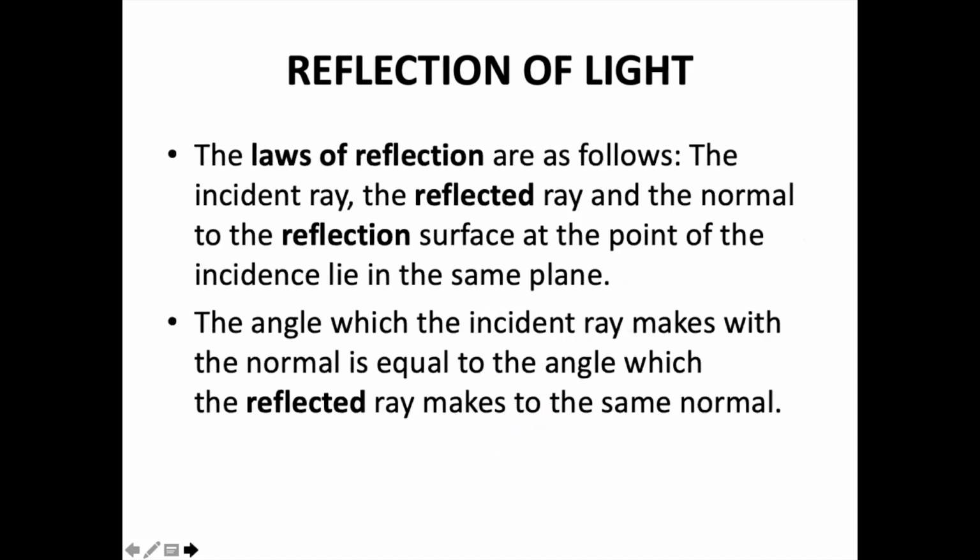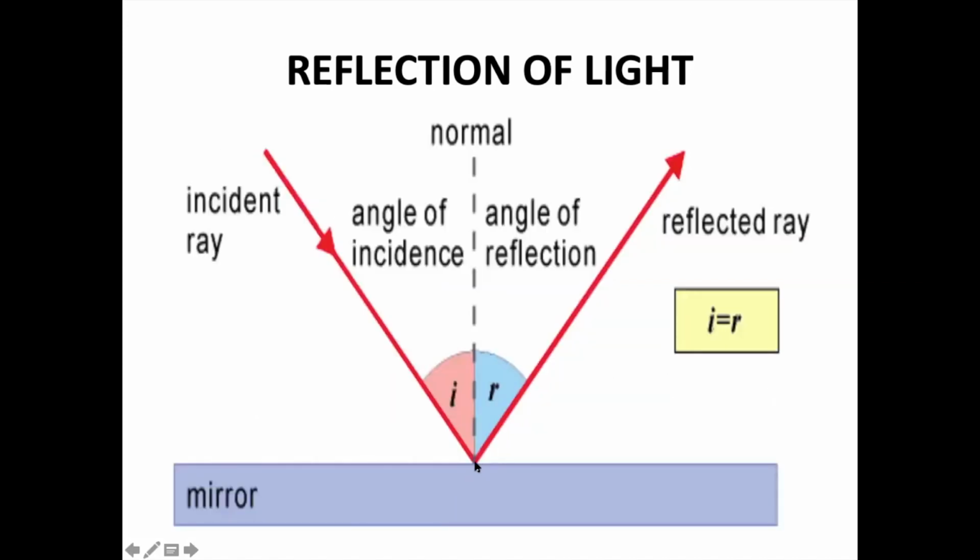There are laws of reflection that you will have to learn. First, the incident ray, the reflected ray, and the normal to the reflecting surface at the point of incidence lie in the same plane. Which is the point of incidence? This is the point of incidence. We have taken this as a reference point. So at this point, let an incident ray fall on it, and from this point, the reflected ray will go.